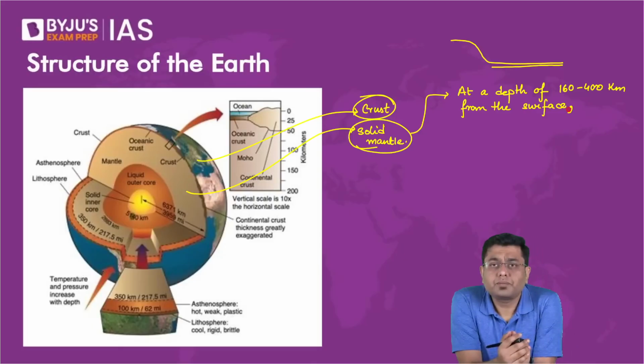Here, you have a weaker layer of the mantle, and that weaker layer is referred to as asthenosphere. Now, why is that weaker layer formed? What is the property of that weaker layer? What is this semi-solid state that I'm talking about?